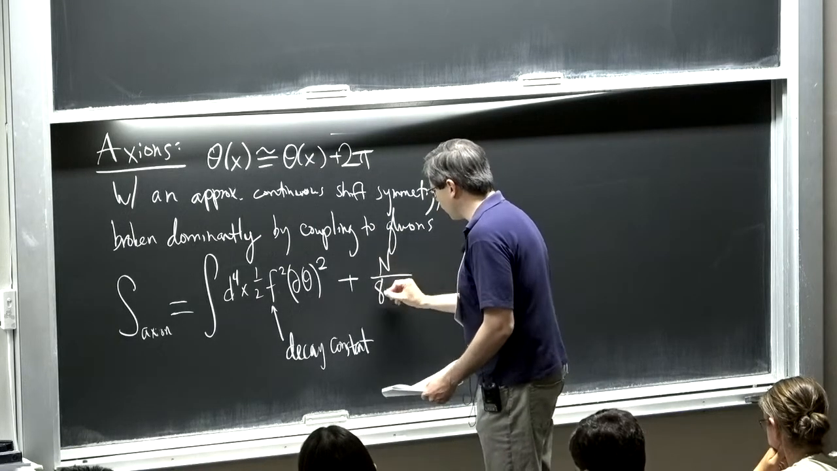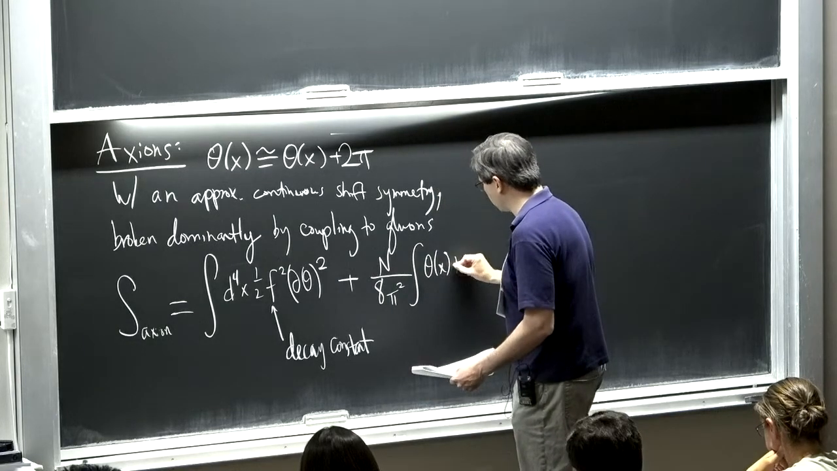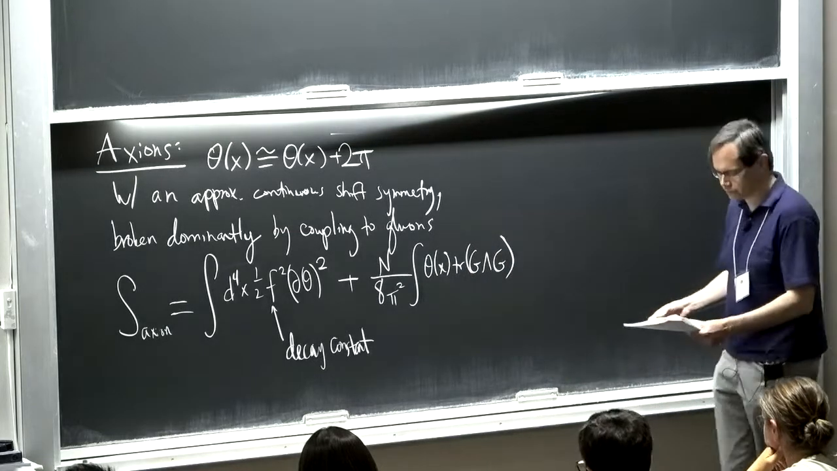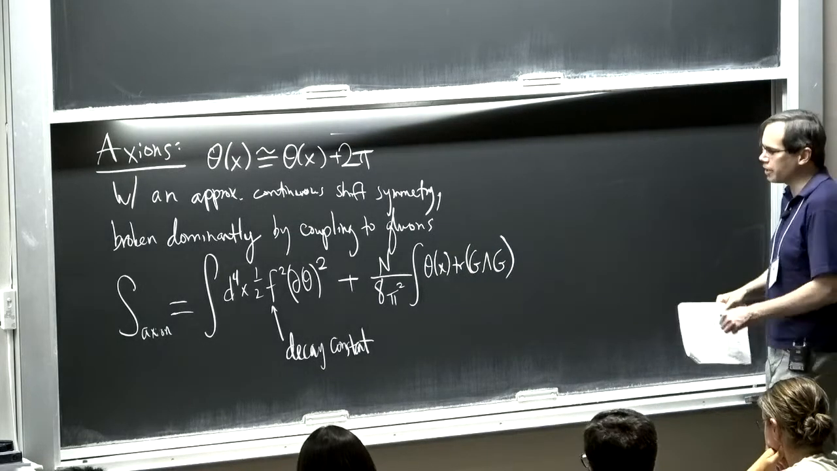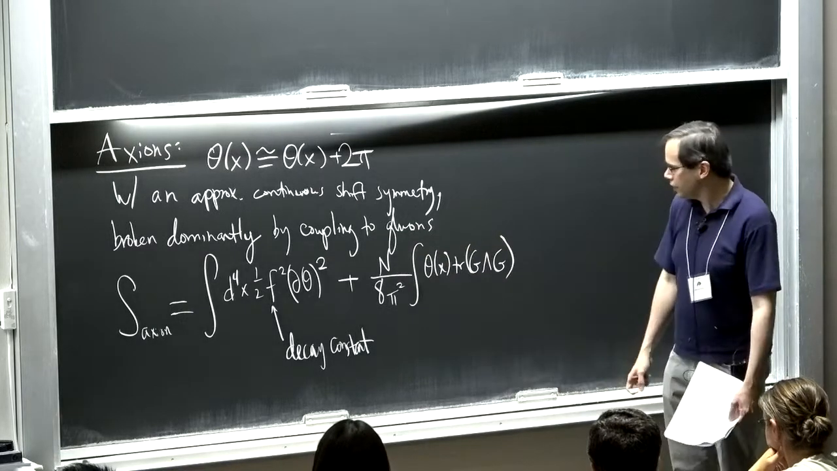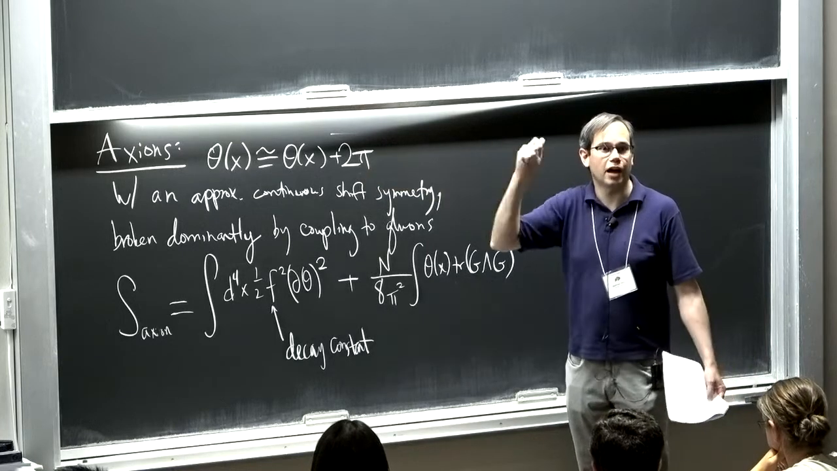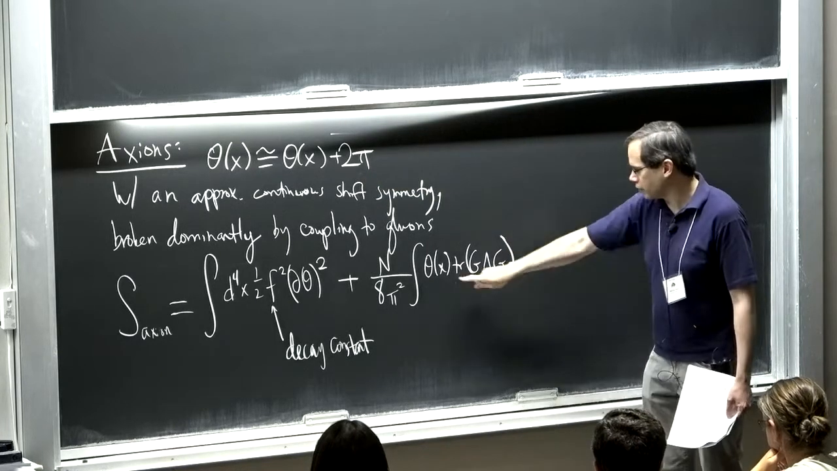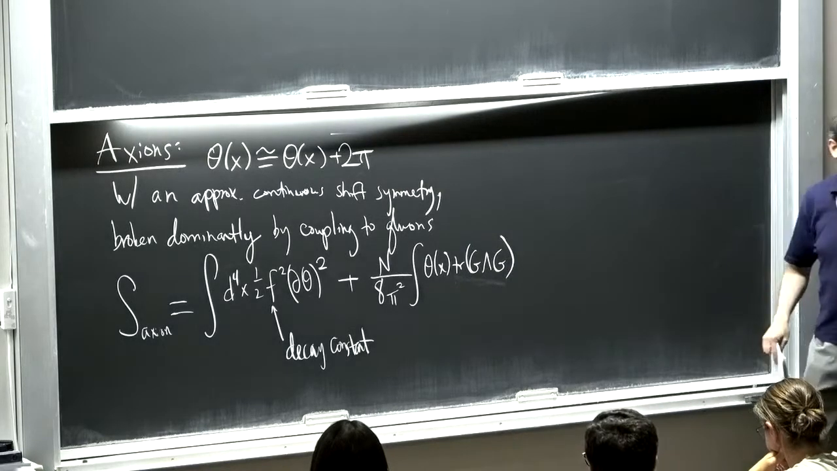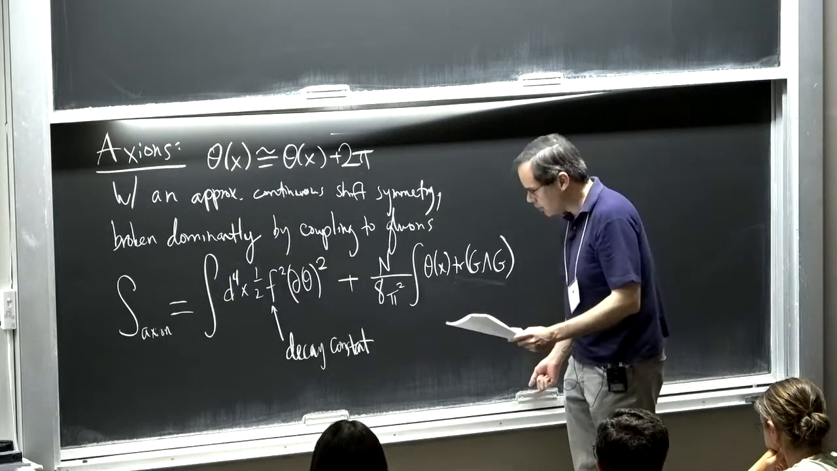And then I have some integer over 8 pi squared integral theta times trace of the gluon field strength wedge itself. Okay, it has to be an integer for the reason that I was telling you about last time, because this is not invariant when we shift theta, but e to the i action is invariant because of the quantization of the integral of the trace of G wedge G. Okay, so we're just making use of the pieces we've been building along the way.